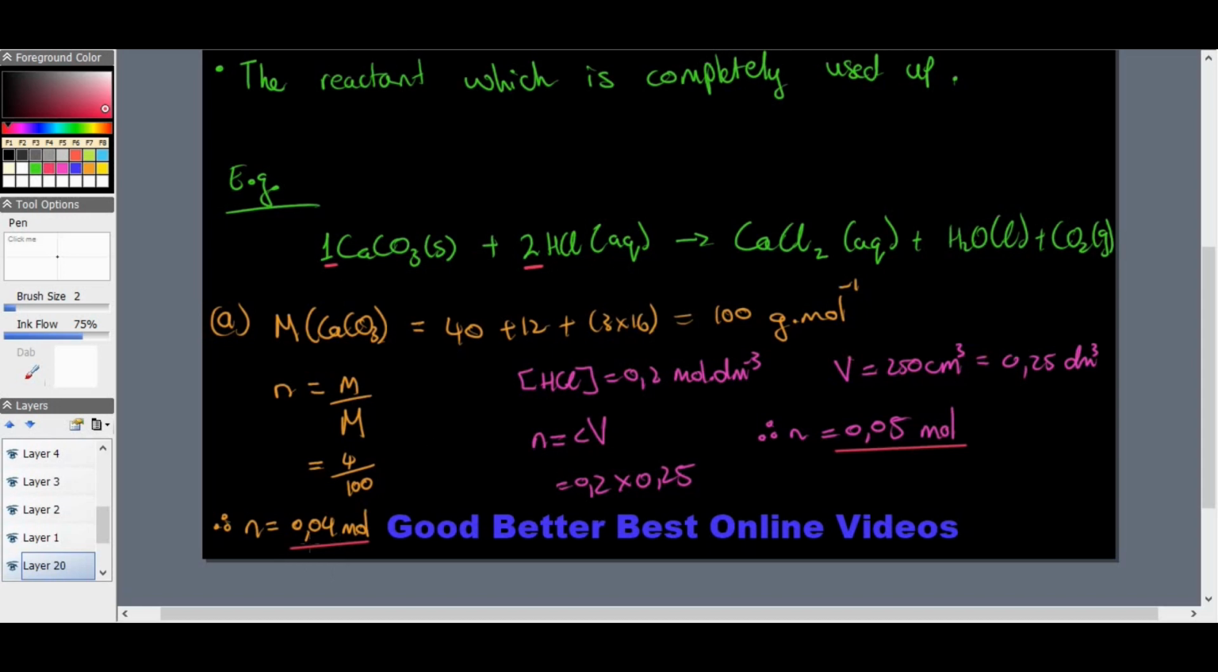So here we found the number of moles of calcium carbonate to be 0.04, in the mole ratio of 1. And we found the amount of hydrochloric acid to be 0.05, but we actually need double. So for 0.04 moles of calcium carbonate, we need 0.08 moles of HCl. And since there are only 0.05, we can conclude that HCl is the limiting reactant.